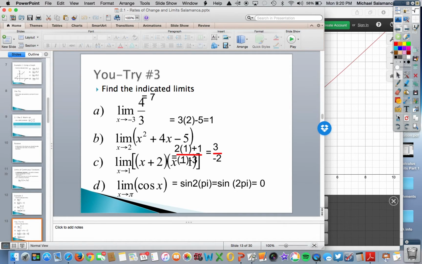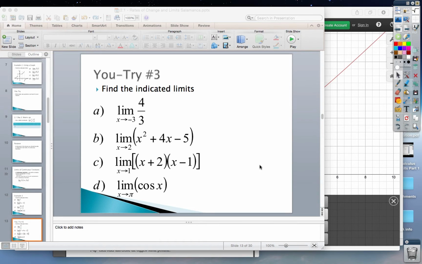Now these are a couple of problems that I'd like for you to try. This would be a great time for you to pause your screen and try solving these on your own. When you're ready, go ahead and press play and I will go over the answers with you.